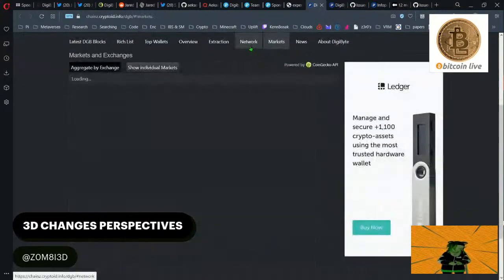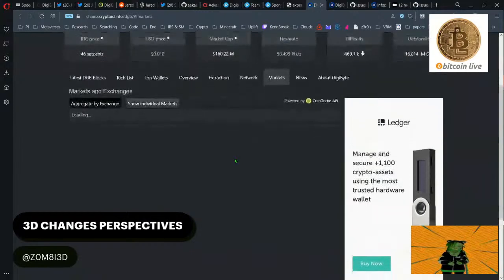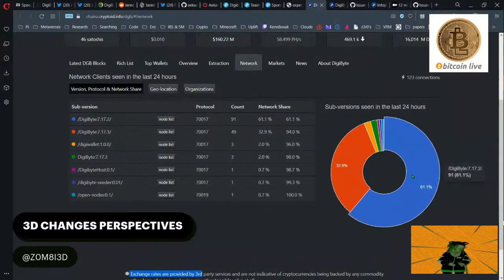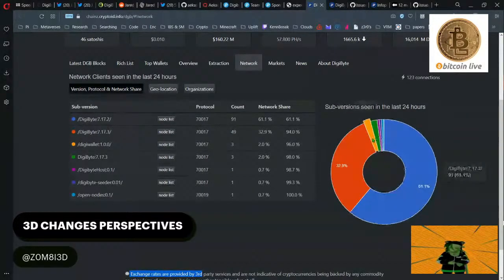We can actually see that right now they're trying to load in the markets. We can check out the network at any point in time. We can see there is a majority of a network point at 7.17.2. So basically, these are version numbers, and not just version numbers, but we can also see that some of them are specifically the wallet, or they might be other factors that get involved. Very, absolutely aggressive.